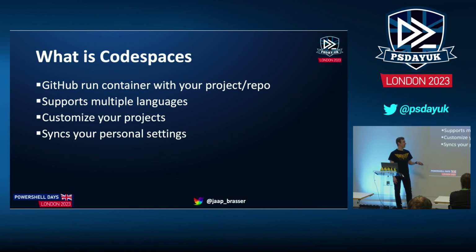Additional functionality is that you can sync your personal settings, like the kind of extensions you have installed. So if you're using GitHub Codespaces, you have two options. You can either connect your Codespace to VS Code directly, or you can run it in the browser. When you run it in the browser, you get a web-based version of VS Code, either with all your extensions or the extensions that you specify for the project.